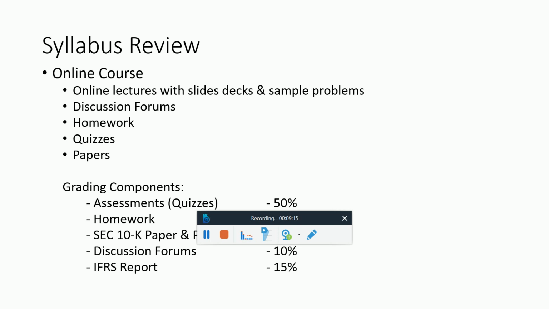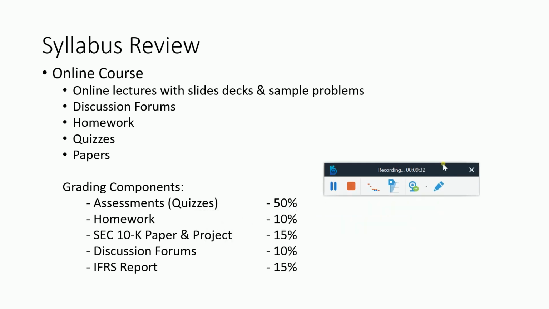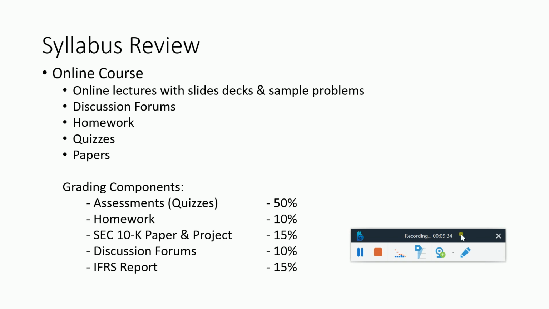In terms of how the course is graded, there are 5 components. Your quizzes and comprehensive final exam make up 50% of your overall grade. Homework will make up an additional 10%. Your SEC 10K paper and project will be 15%. Your discussion forums will be another 10%, and then the remaining 15% will be for your IFRS report.